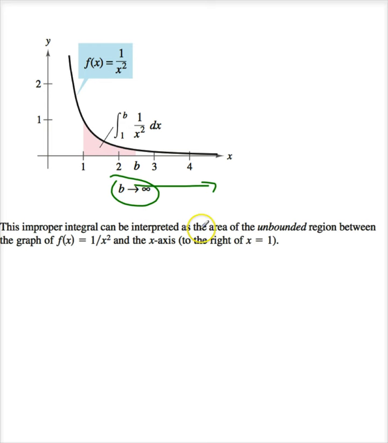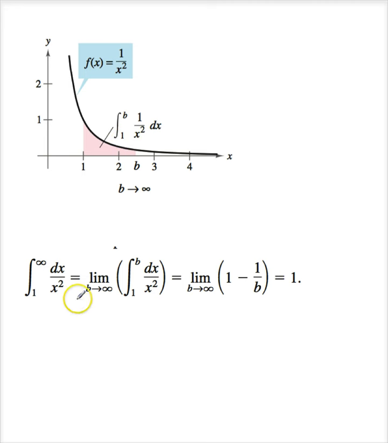This area is the unbounded region under f of x equals 1 over x squared from 1 to the right, or from 1 to infinity. Now, you can't just shove infinity in there. What we do is rewrite this. If we want the integral from 1 to infinity of a function, then we take the limit as b, where b is our dummy variable, becomes our upper limit of integration. The limit as b goes to infinity of our function, and after you do the integration, then you apply the limit.